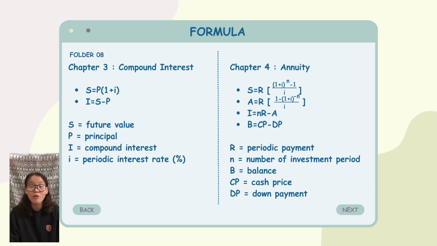While for A, the formula used to find A is A equals R, bracket, 1 minus, bracket, 1 plus I, the power of negative n over I and bracket. These two formulas are very important because they are the main formulas used in this chapter. Then the third formula is I equals NR minus A. This is the formula to find I. And the last formula used to solve case study 2 is B equals CP over DP. And that is the end of the formulas.